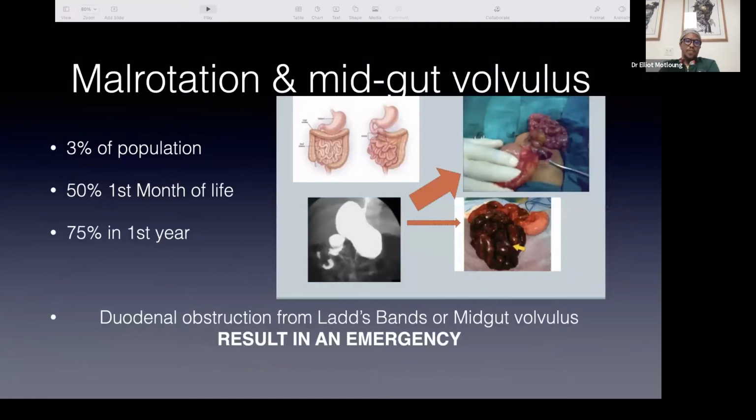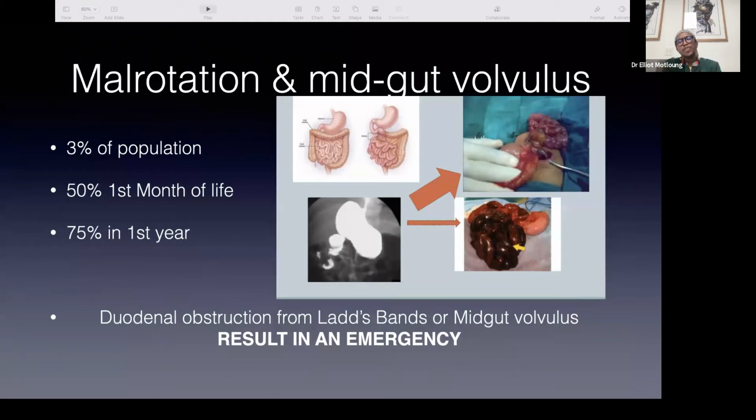The second topic that I will talk about is a patient that presents with malrotation with or without mid-gut volvulus. We need to understand that 3% of the population has malrotation, and we are actually fine. We are walking around the street. So you will find some patients who have malrotation but do not have symptoms. But 50% of the patients with malrotation will present with symptoms at least within the first month of life, and almost 75% in the first year of life.